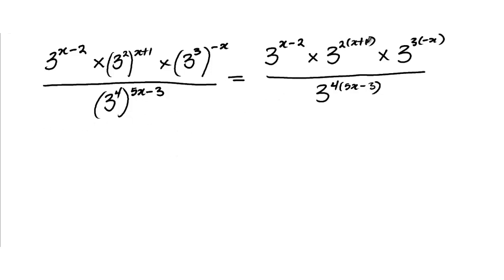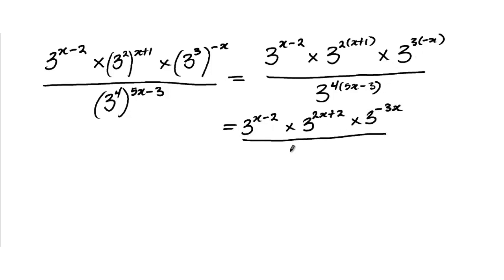To solve this further, we just need to recall the law of indices. But okay, let's first open the brackets. So this one can be written as 3 raised to power x minus 2, then times 3 raised to power 2 times x, that is 2x, then 2 times 1, that's plus 2, then multiply by 3 raised to power 3 times minus x, that is minus 3x, then divided by 3 raised to power 4 times 5x, that is 20x, then 4 times minus 3, that is minus 12.